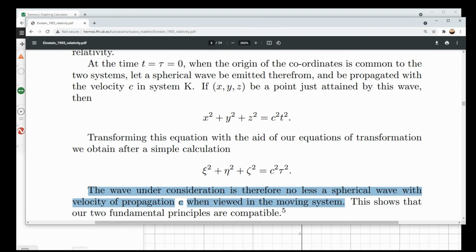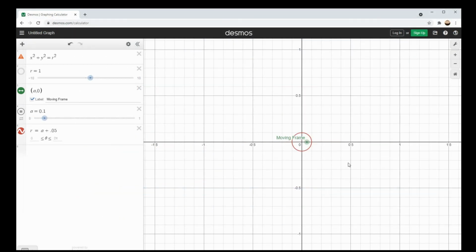He says, the wave under consideration is therefore no less a spherical wave with the velocity of propagation c when viewed in the moving system. So here goes 1 equals 2 physics. Somehow, if this is to maintain a circle around it in every tick, it must have cloned the stationary light wave, and it is dragging its own circle along with it as it is moving away from the 0, 0 coordinate.